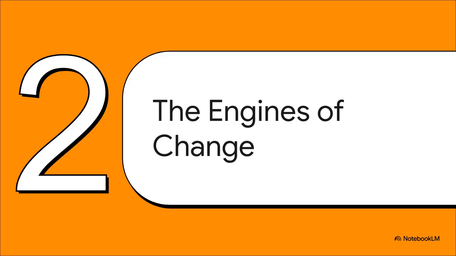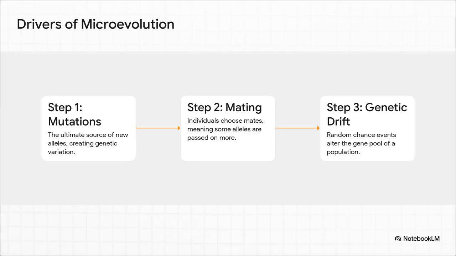So what's causing those percentages to shift? What are the actual forces, the engines, that are constantly shuffling the genetic deck? Let's take a look. It really boils down to three main drivers. First up, you have random mutations. These are totally new genetic variations popping up. Second, there's non-random mating. It's not always a free-for-all. Individuals often pick their mates, and that means some genes get passed on more than others. And finally, you've got genetic drift, which is when pure random chance messes with the gene pool.